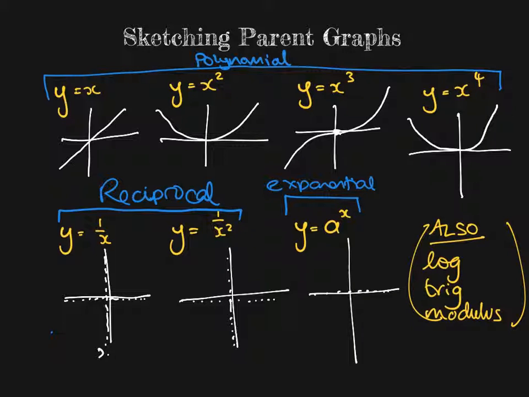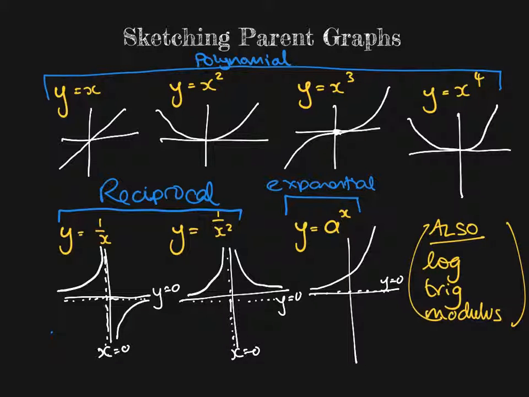So we have x equals 0, y equals 0, x equals 0. These are the equations of the asymptotes that I'm writing on. And y equals 0. That's important. So 1 over x lives like here and here. 1 over x squared is like this, and a to the x, where a is any number, looks like that. It doesn't go vertical, it goes through 1, and that's what they look like.